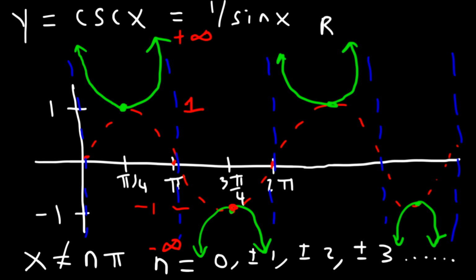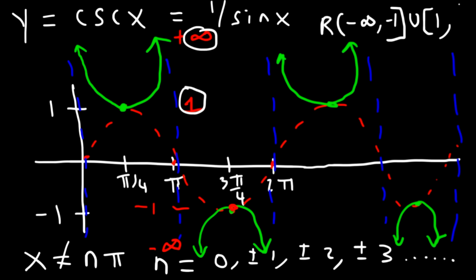So now we can write the range. So the range is going to be from the lowest y value. We need to use parentheses every time we're dealing with infinity. The lowest y value is negative infinity, and it stops at negative 1. Now, it includes negative 1, so we need to use a bracket. Union, it starts up again at positive 1 and continues all the way to infinity. So this is the range of this particular cosecant function.